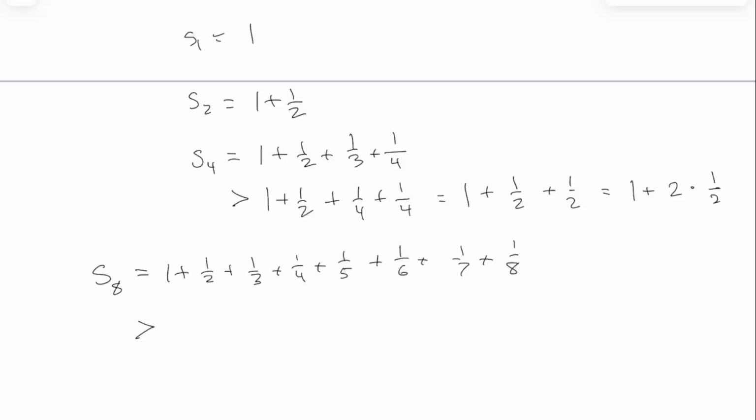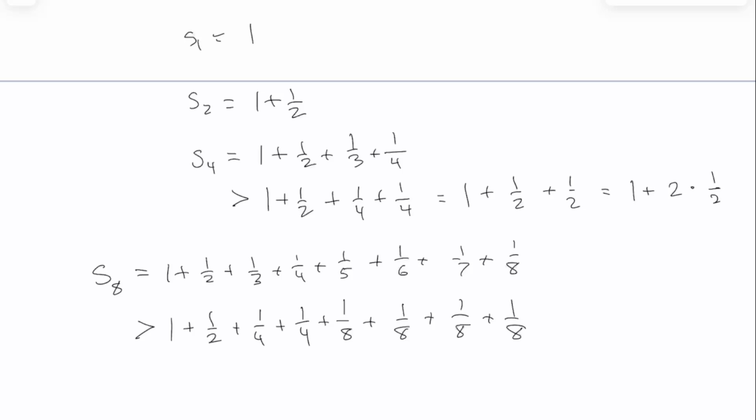So I'm trying to make it so that the denominators are all powers of 2: 1, 2, 4, and 8. So I'm going to leave the 1, leave this half. The third I'm going to make a fourth. And the 5, 6, 7, 8, I'm going to make them all 8. And each time this does make the fractions smaller because I've only increased the denominators every time. So this thing is still less.